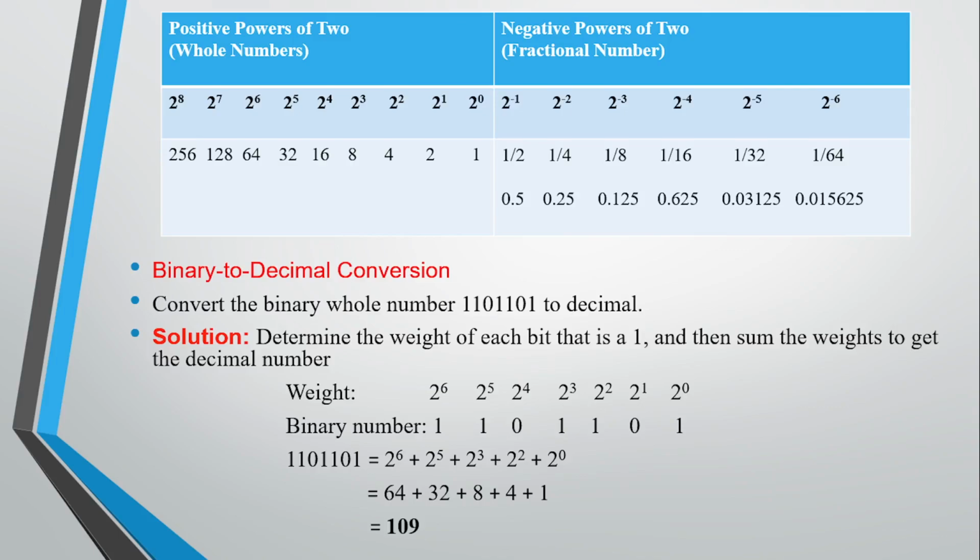So in this way, 2 to the power 0 is 1, 2 square is 4, 2 cube is 8, 2 power 5 is 32, 2 to the power 6 is 64, and the summation is 109. So a 7-digit binary number 1101101 has a 3-digit decimal equivalent 109.